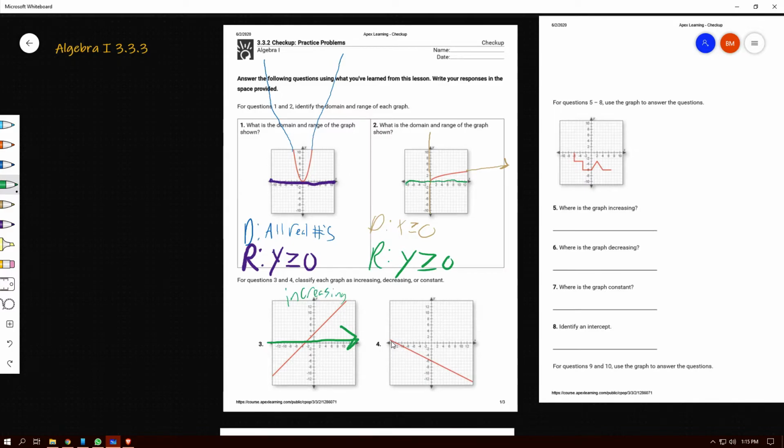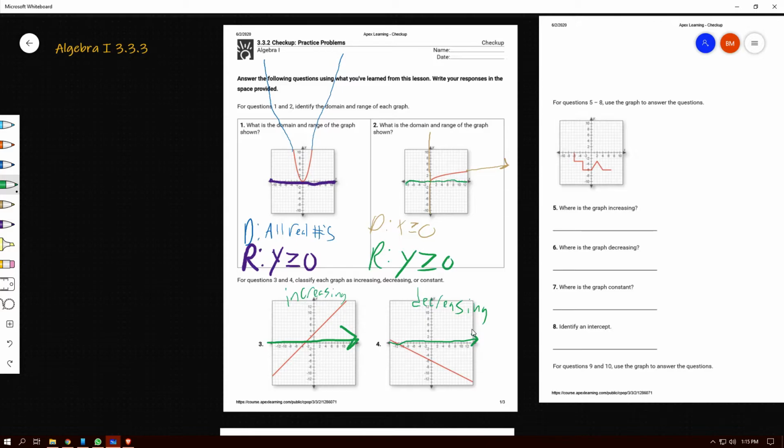Now doing the same thing over here for number 4. I'm going to draw my little arrow from left to right. As I go from left to right, my red line is going down. Well, that means it is decreasing. So I read this just like I read a book from left to right.